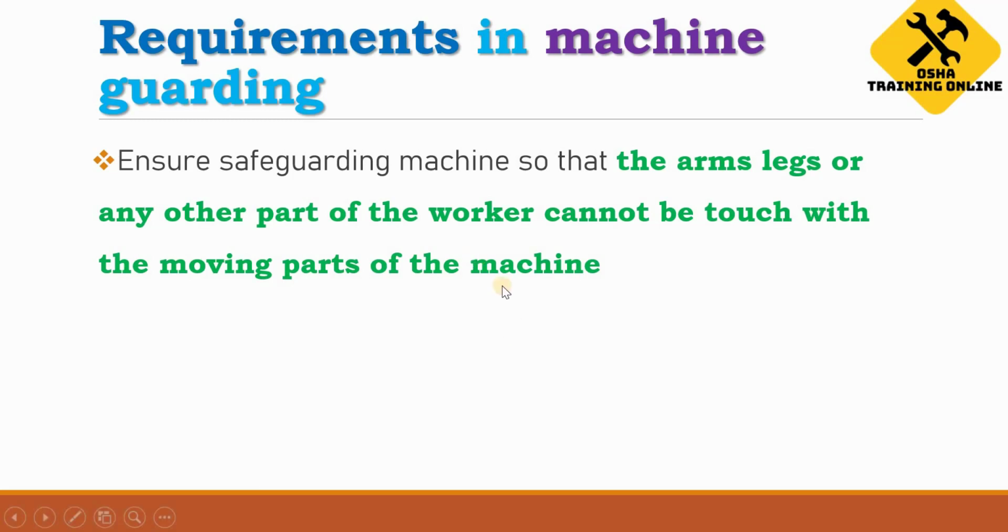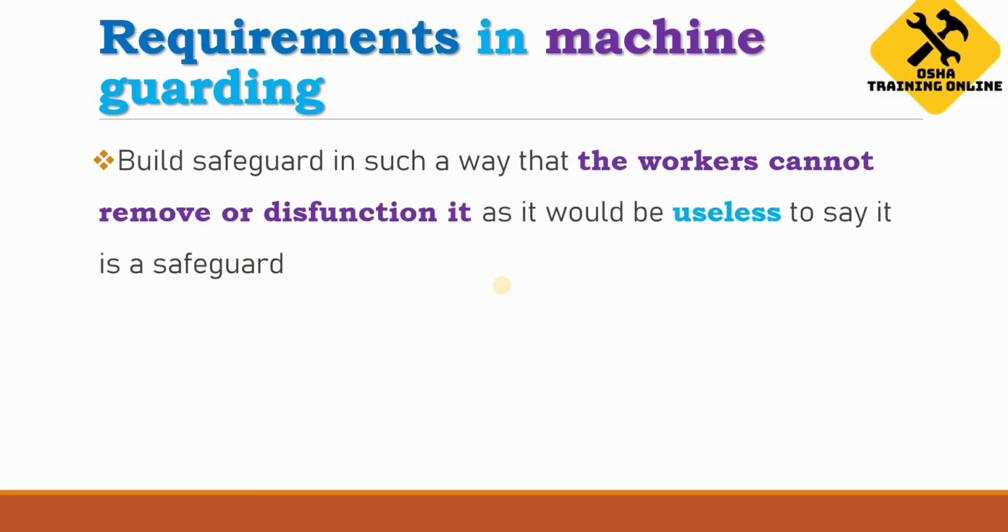We have to safeguard or guard the machine by building a structure around the point of contact or the moving part, so that the moving part of the machinery cannot get in contact with and injure the arms, legs or other parts of the worker. We have to build the guard around the machine in such a way that workers cannot remove it or make it dysfunctional, as it would be useless to call it a safeguard. We have to build guards in such a way that the worker could not remove them or disable them, as it's hazardous and dangerous. There are scenarios where workers want to remove guards, but it's not recommended. So we have to build such guarding around the machine that the worker could not remove it.